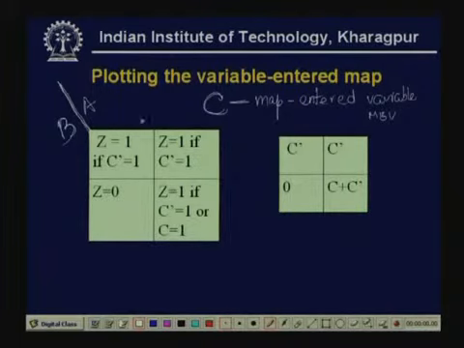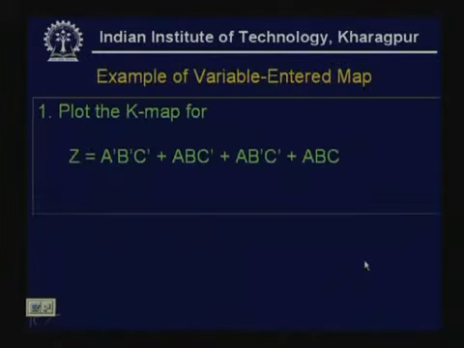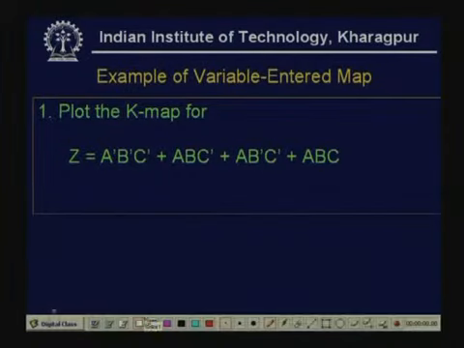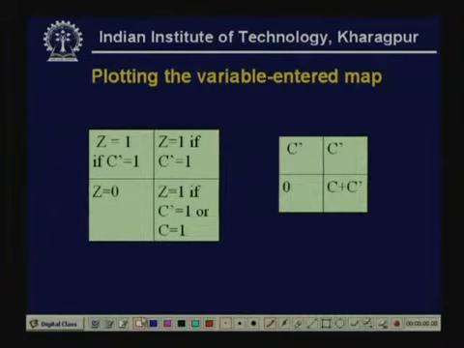Now, this is my A term. So, this is my AB dash. Now, Z equal to 1 if C dash equal to 1, that means some A B dash C dash min term is there. We check whether it is there or not. See, A B dash C dash, A B dash C dash. So, that min term is there. So, this is Z equal to 1 if the A B dash C dash term is there.